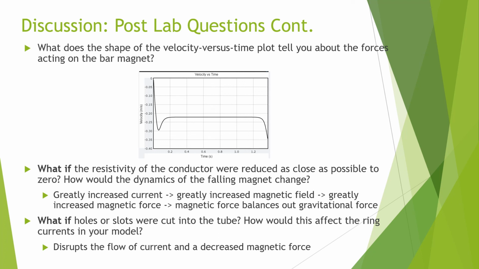If our resistivity was reduced as close as possible to 0, that would greatly increase our current according to Ohm's law, which would greatly increase the magnetic field, thus increasing our magnetic force, and thus the magnetic force potentially being able to balance out the gravitational force. And the magnet would never drop out of the aluminum roll. If we had holes or slots in the tube, it would disrupt the flow of the current and decrease the magnetic force. Thus, the bar magnet would fall quicker.